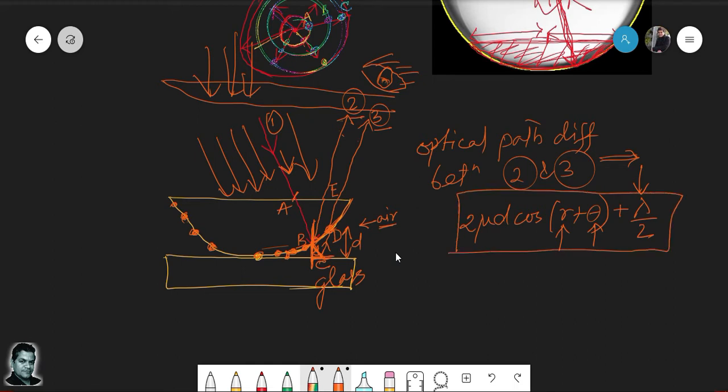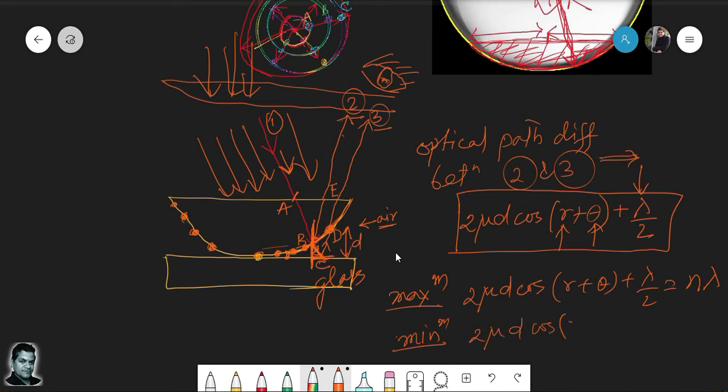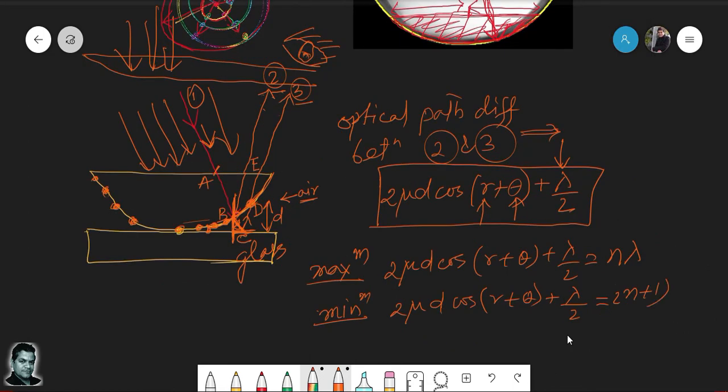Now for 2 and 3 to interfere constructively, the maximum condition is 2 mu t cos(r plus theta) plus lambda by 2 is equal to n lambda. And for destructive interference, so that they form a minimum, you will get 2 mu t cos(r plus theta) plus lambda by 2, this total path difference, is equal to (2n plus 1) lambda by 2. We have already talked about this in another lecture for the wedge-shaped thin film.